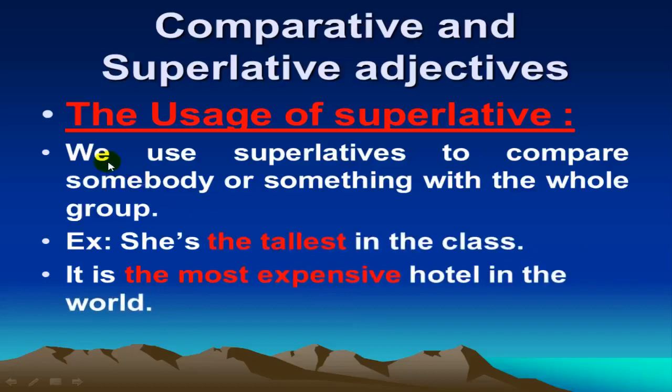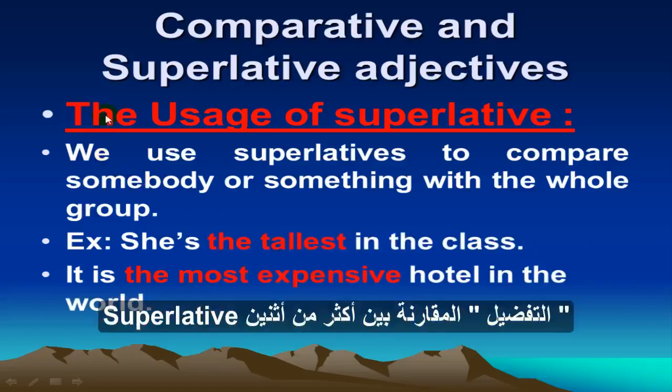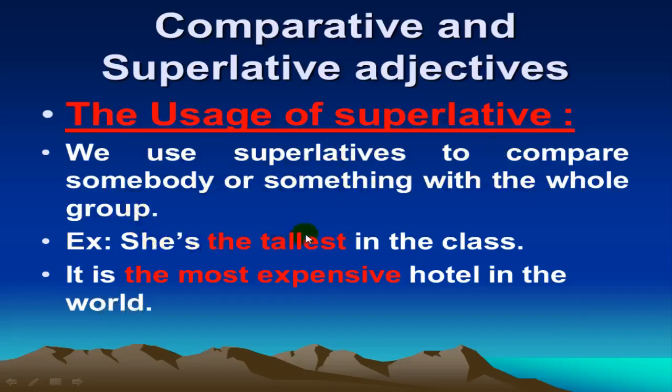Why do you use superlatives? Usage of superlatives: we use superlatives to compare somebody or something with the whole group. Example: she's the tallest in the class. It's the most expensive hotel in the world.